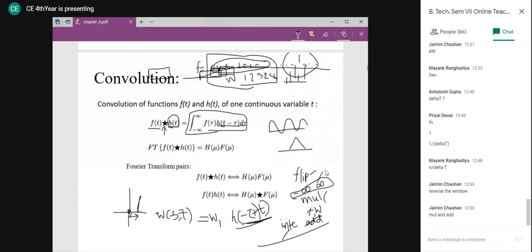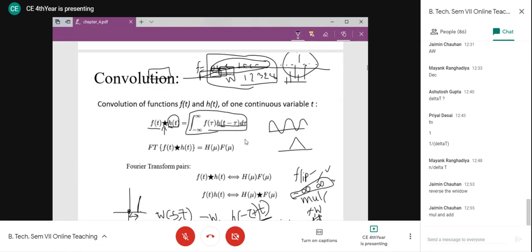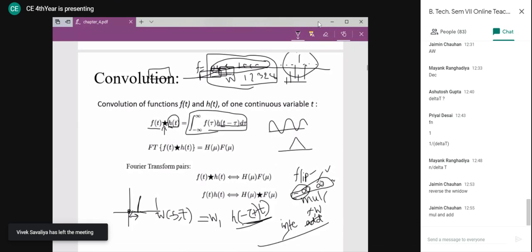So flip and shift is over. Now if my t value is 7, it is shifted here. T value is 2, then it is shifted here. T value is 5, it is shifted here. If it is infinite, it is shifted up to infinite. So what is the meaning of that? My t can take values from minus infinite to plus infinite. Then my h of tau, which is the flipped version, h of minus tau, is shifted from minus infinite to plus infinite. So these two operations are over.